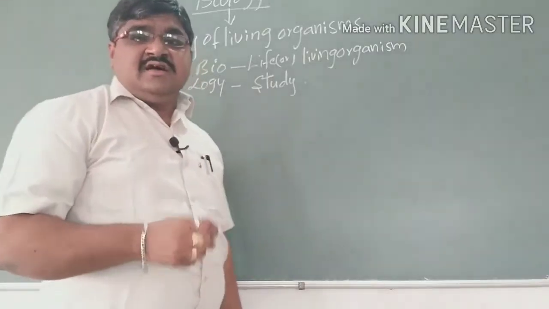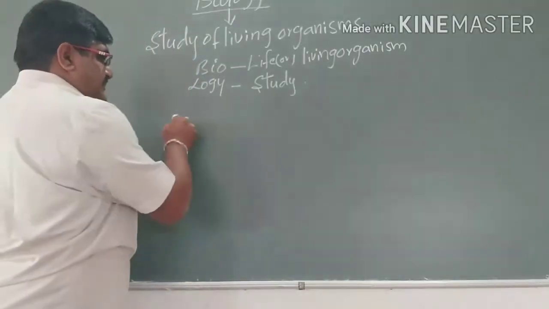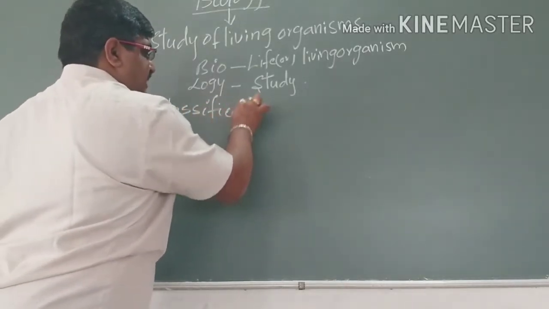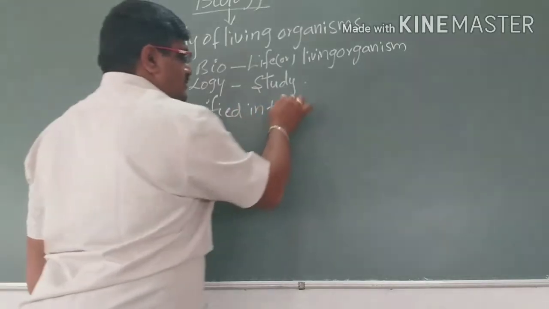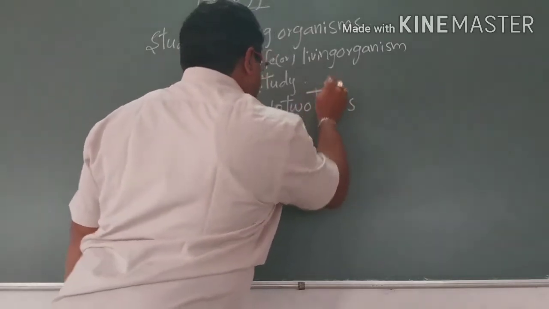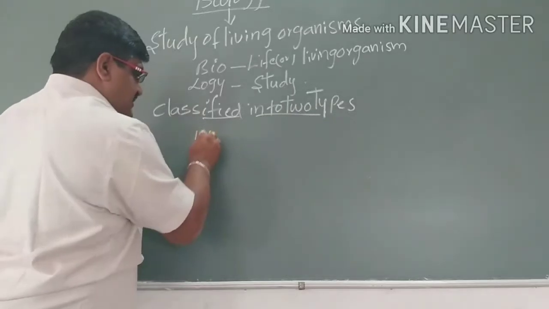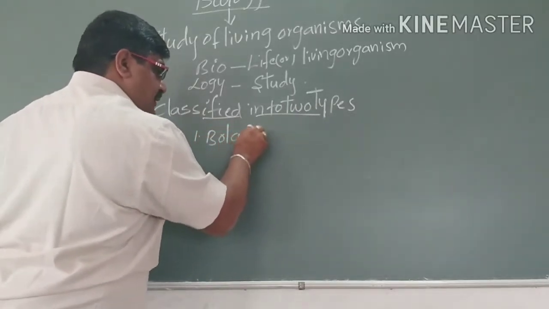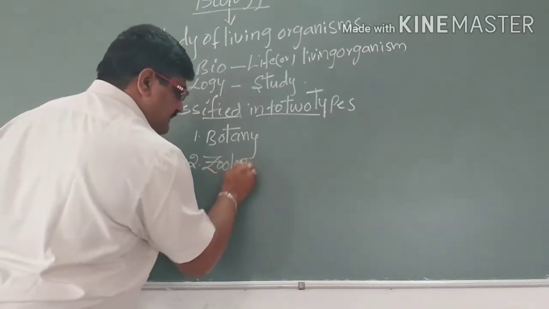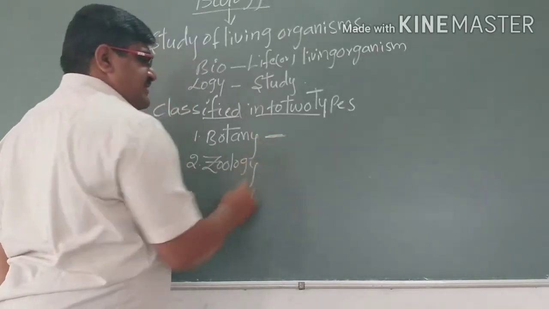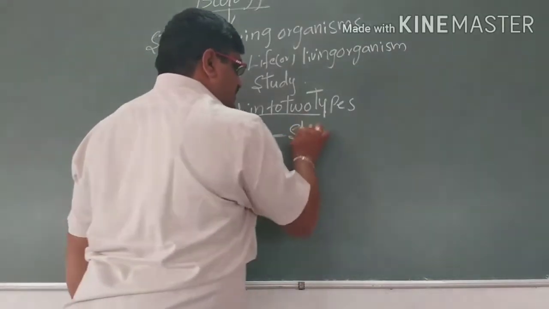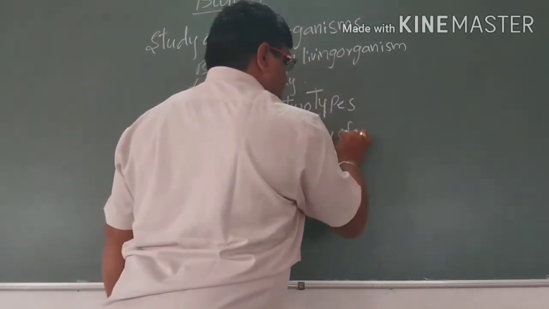Biology is classified into two types. One is called botany, and the second is called zoology. Botany is a branch of biology that deals with the study of plants.